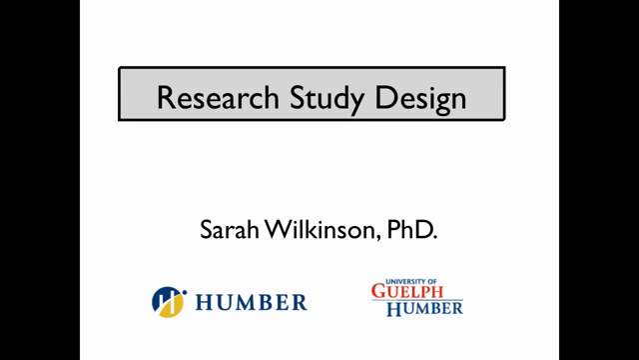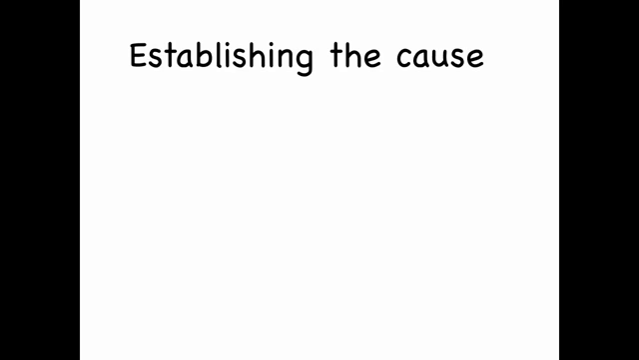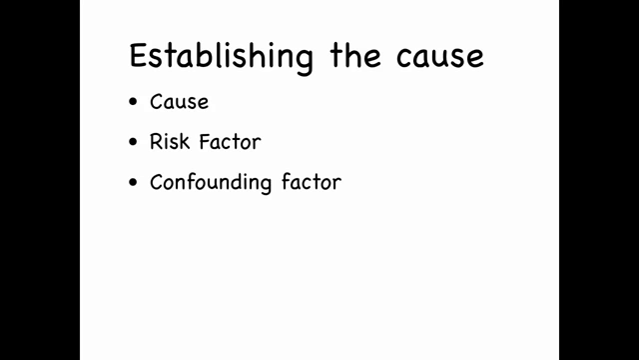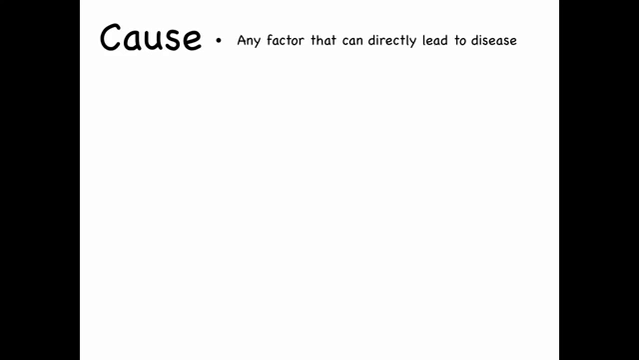This video will explain different types of study designs. The purpose of this is to better understand how science is done. First thing we're going to talk a little bit about is the difference between cause, risk factor, and a confounding factor, and then we'll move on to different study designs.